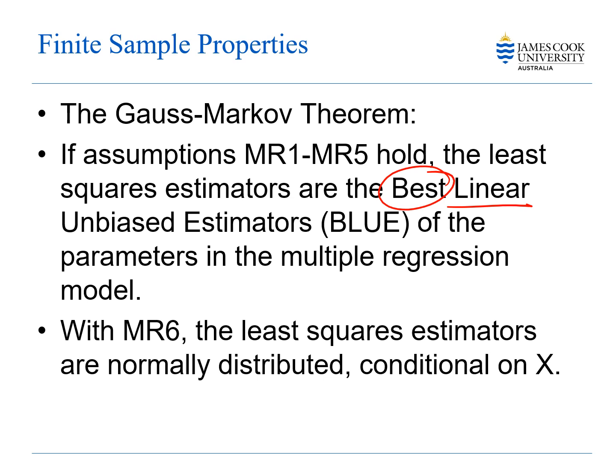If we additionally have MR6, the error terms are conditionally normally distributed, then the least squares estimators, the B's or beta hats, are also normally distributed. Given this, we are able to do interval estimation and hypothesis testing with finite samples.